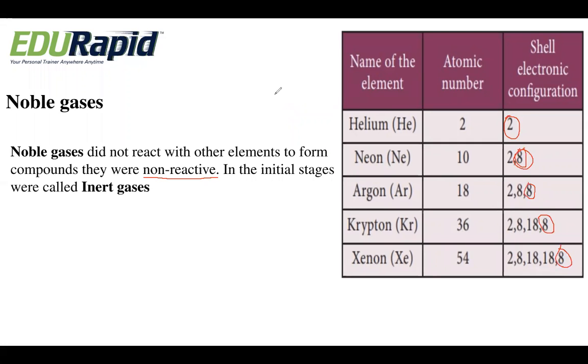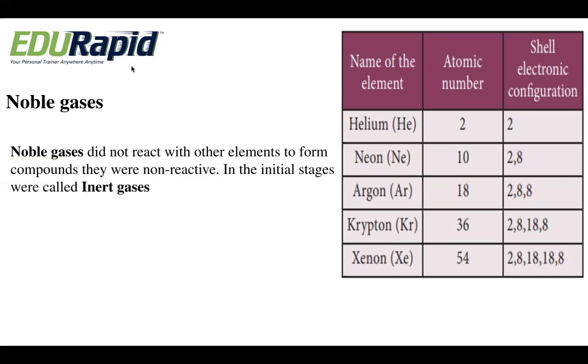Since all of these noble gases have an octet electronic configuration, they do not react with anyone because they are already stable in nature. So we can say that they are inert gases. The non-reactive gases are also called inert gases. So in short, noble gases are the gases which do not react with other elements in nature.